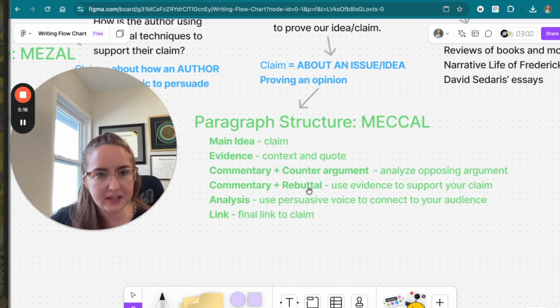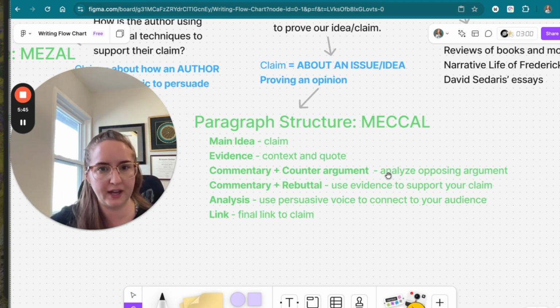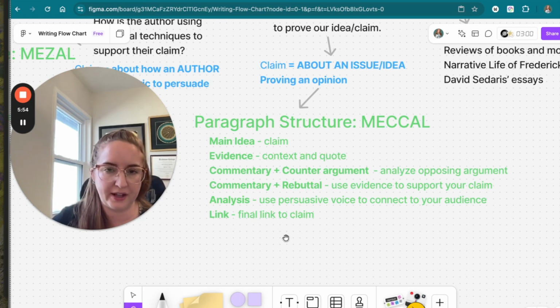So instead of zooming in, you're going to use a counterargument. You start with your claim for the paragraph, then you'd go to your evidence, context, and quote, giving maybe where the quote is from, etc. Then provide commentary and counterargument, and then provide a rebuttal. So you could use evidence in either one of these or both, one to support the other side, one to support your side. Then, if necessary, you can add more analysis to further connect with your audience and persuade them, and add a final link to your claim.